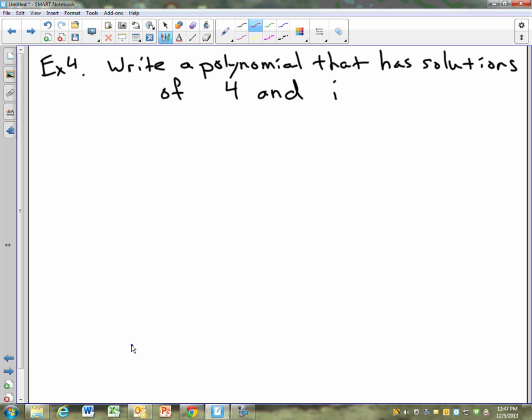It's easy because we have the fundamental theorem of algebra. We know that polynomials can be written in factored form, right? A polynomial with solutions of 4 and i. Well, if 4 is a solution, what's a factor? x minus 4. Genius. If i is a solution, what's a factor? x minus i.